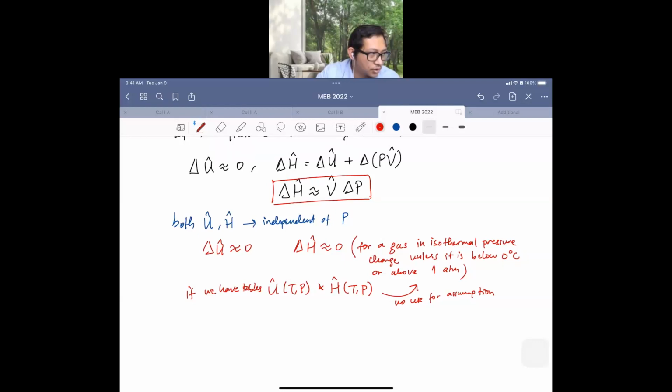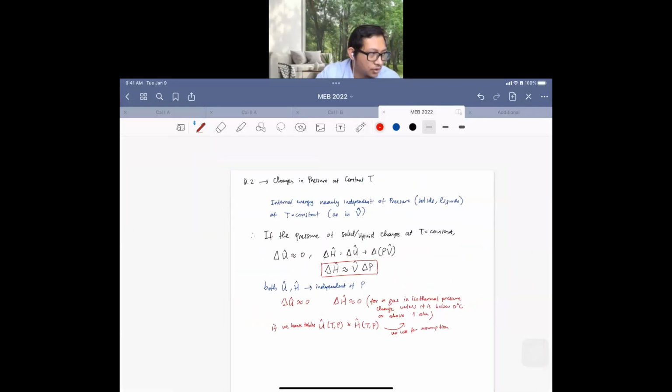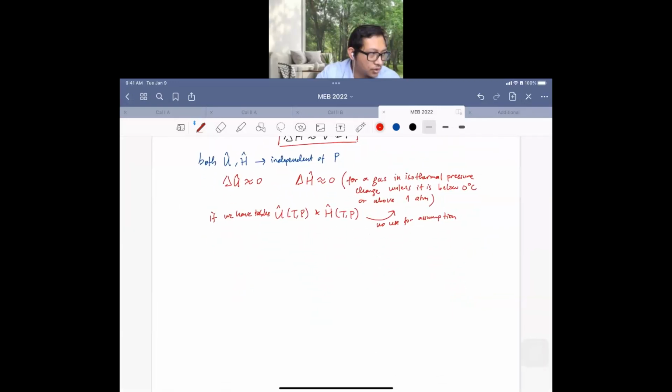Okay, but mostly the gases in our problem set are ideal, so I think there is no need to make such an assumption. I think I can go for one more, just to show you change in temperature. So this will be 8.2. And 8.3 will be about the change in temperature.